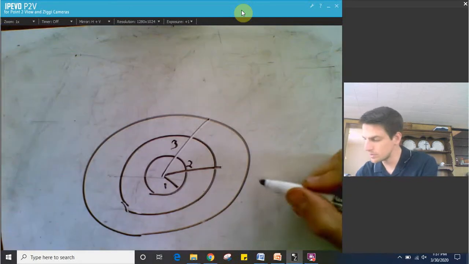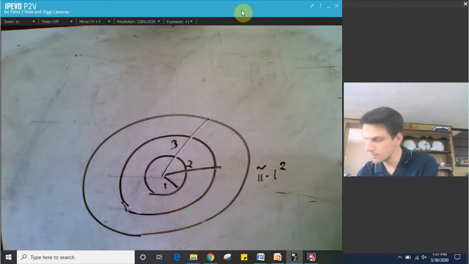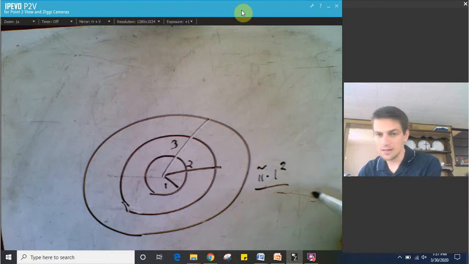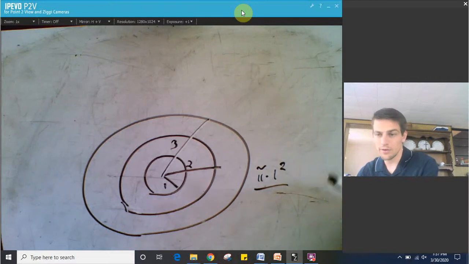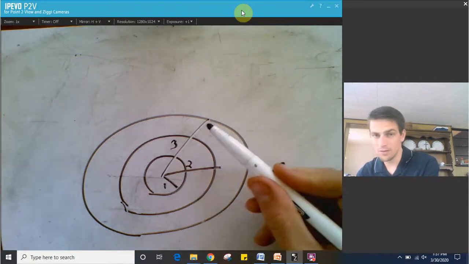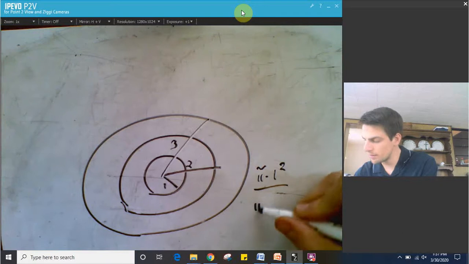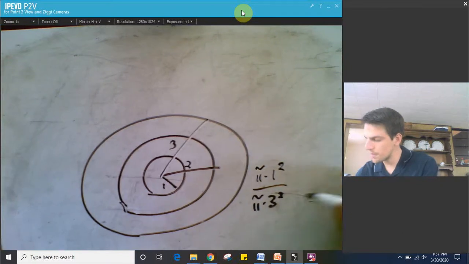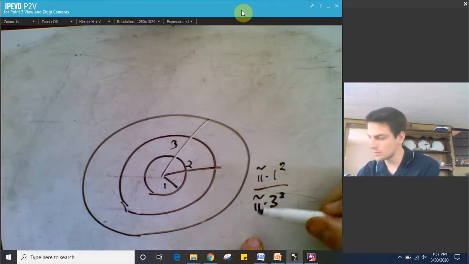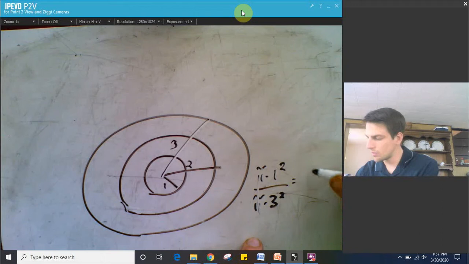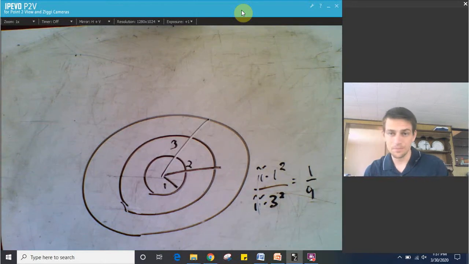R is 1, so it's going to be pi times 1 squared. And we're going to divide that by the area of the entire region, which is pi r squared, and r is 3, so pi times 3 squared. Now note here the pi's will actually cancel out, and so you're left with a 1 out of 9 chance of hitting the bullseye completely randomly here.